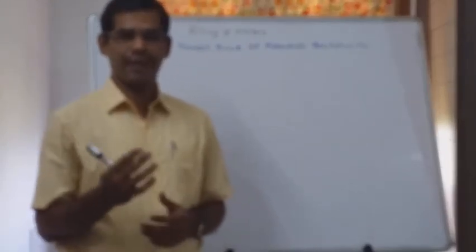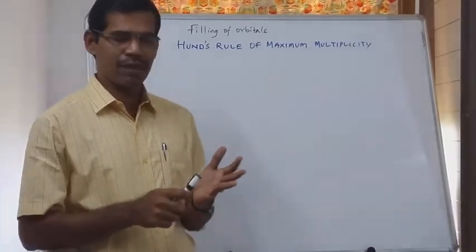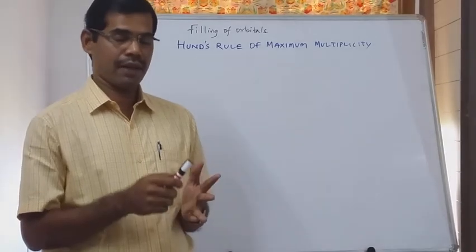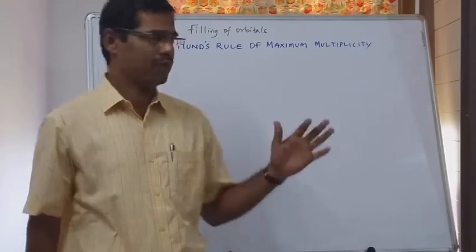We have learned already some other rules regarding the same topic, that is Aufbau principle we have learned, Pauli's exclusion principle we have learned, n plus l rule we have learned. In continuation with that, now we have Hund's rule.